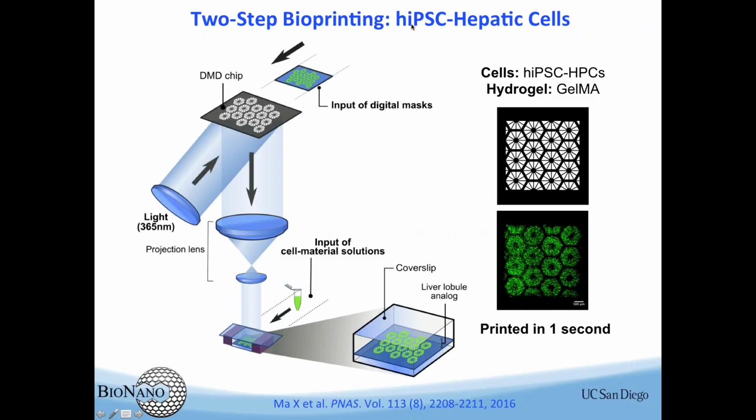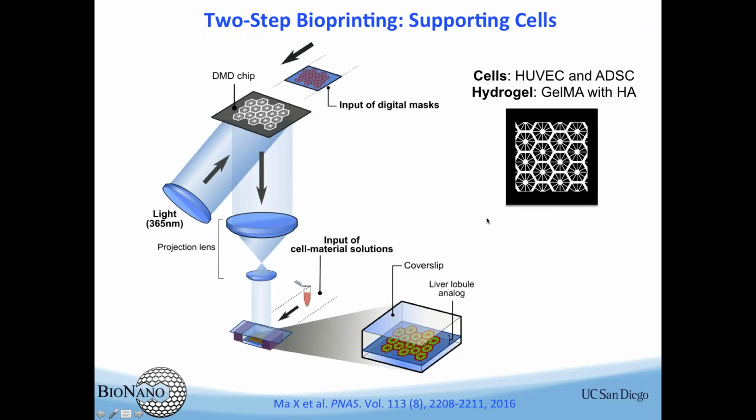In this case, we use human-induced pluripotent stem cell-derived hepatic cells. So it's a human liver tissue here, and this is for the liver part. I intentionally leave behind this open space between these hexagon patterns. We try to put HUVEC cells in these areas, in the dark areas. So you wash out the whole thing, and then you have an open space to place HUVEC cells in these open areas.